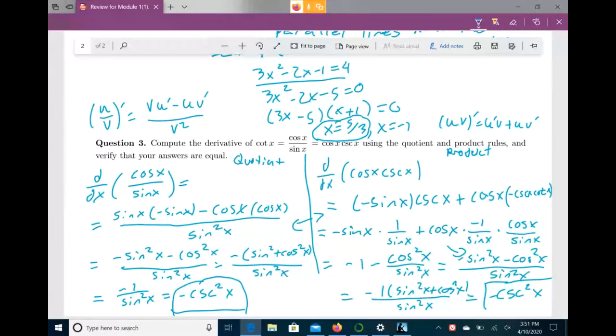How did negative 1 turn into that? So I just added them. I basically added them as fractions. I wrote negative 1 as negative sine squared over sine squared. Then I have two fractions with the same denominator.